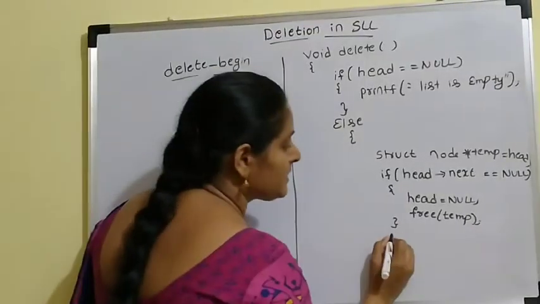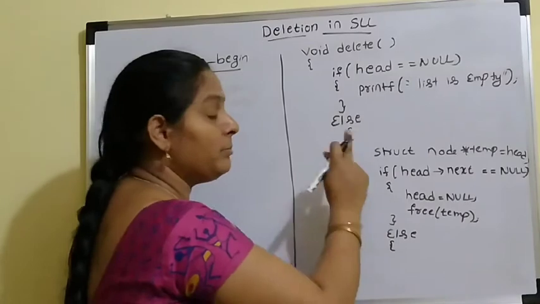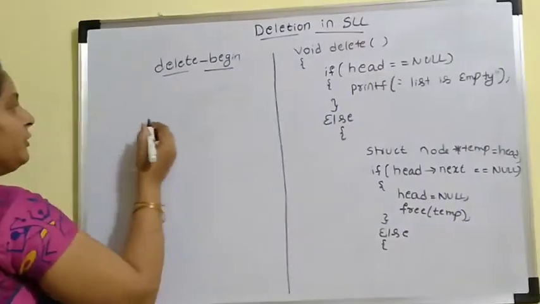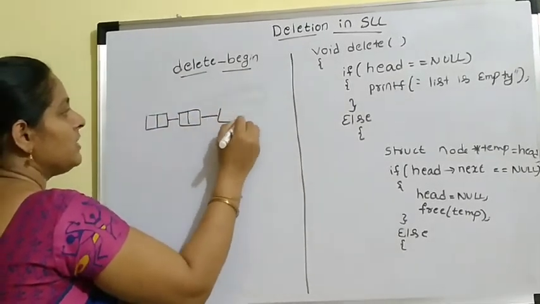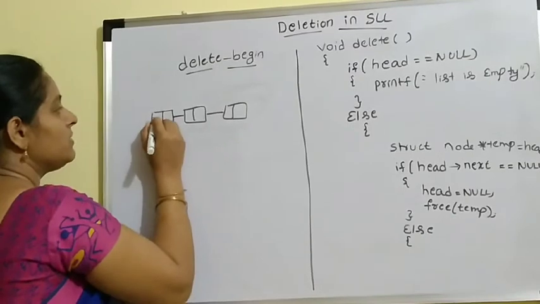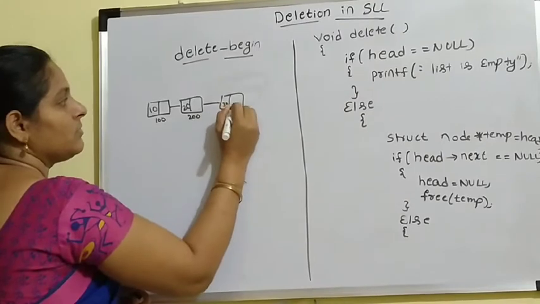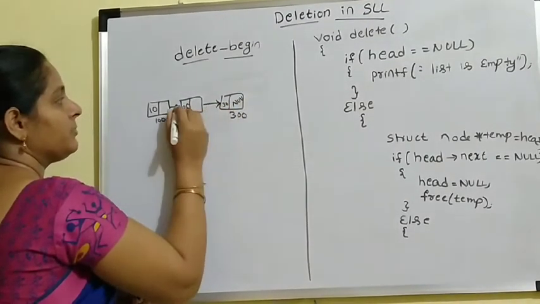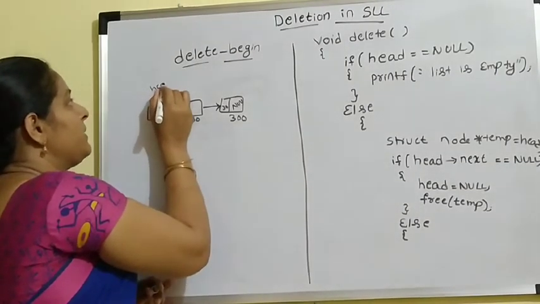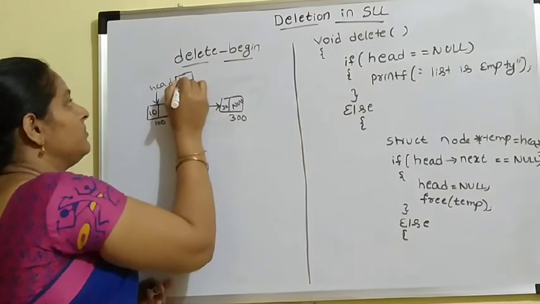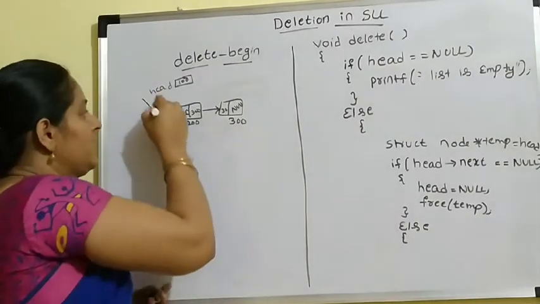Now see the next case. Suppose your list contains many elements, not a single element. Just assume that here I have three nodes in the list: the first node, second node and third node. This is the last node in the list, so its value is null. The first node is always pointed to by the head pointer. This is 200, 300. Now I want to delete the first node.